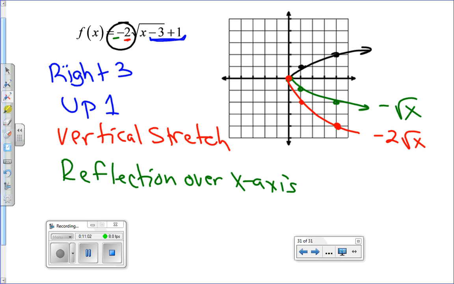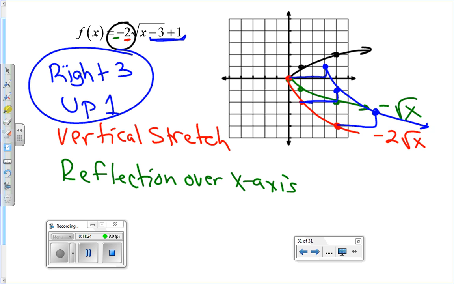And then with the blue, I'm going to take those 3 ordered pairs and move them right 3 and up 1. So right 3 and up 1. Right 3 and up 1. And then right 3 and up 1. So this would be the graph of the final transformation of the entire function.